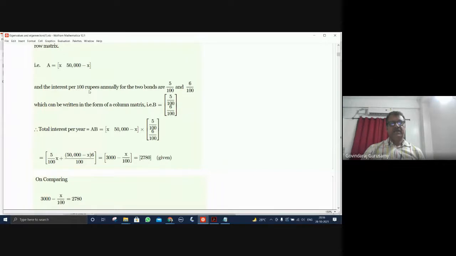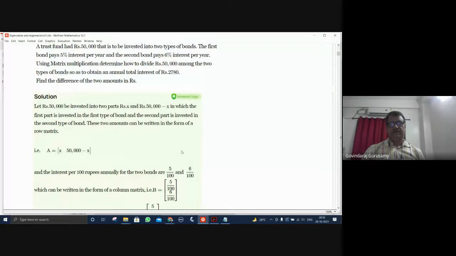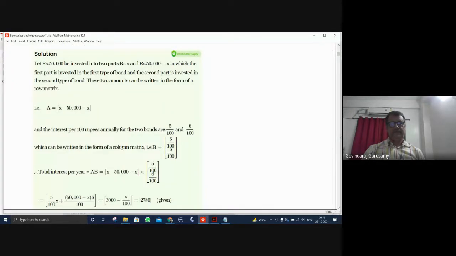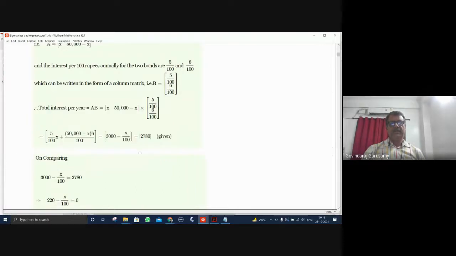And the interest per 100 rupees annually for the two bonds, this is 5 by 100, 6 by 100, can be written in the form of a column matrix. You write it like this. The total interest per year, this is the total interest that you will be getting, has already been given as 2,780.